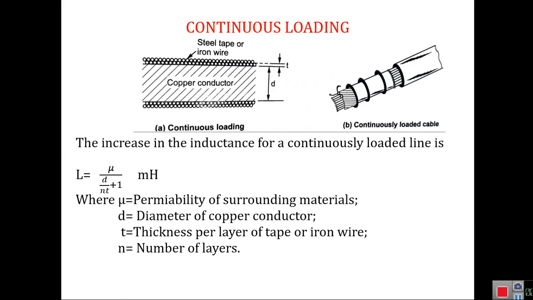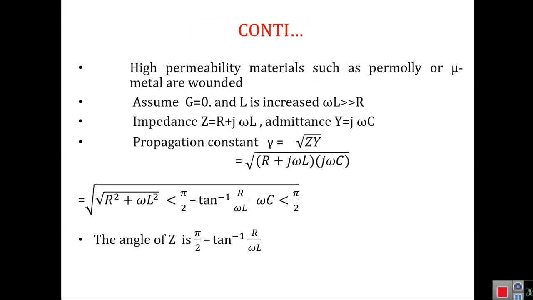Here mu is the permeability of the surrounding material, d is the diameter of the copper conductor, t is the thickness of a layer of the tape or iron wire, and n is the number of layers. High permeability materials such as permalloy or mu metals are wound on the transmission line. Here we assume the condition G equal to 0, then L is increased, and omega L is much greater than R.